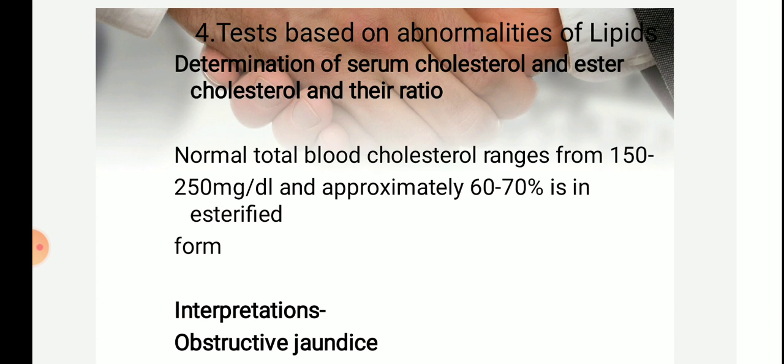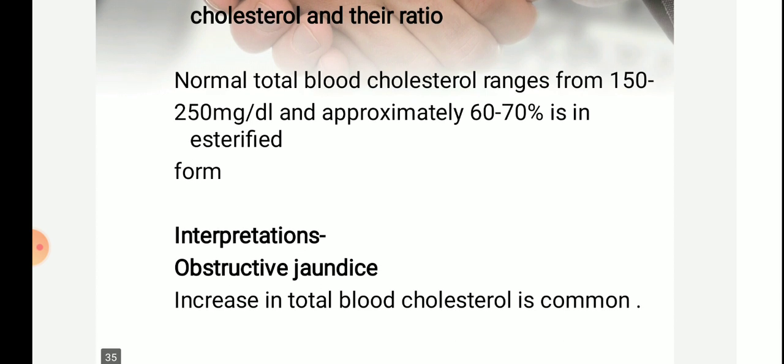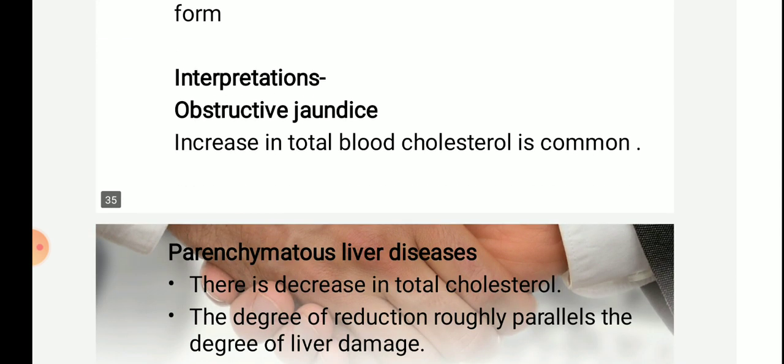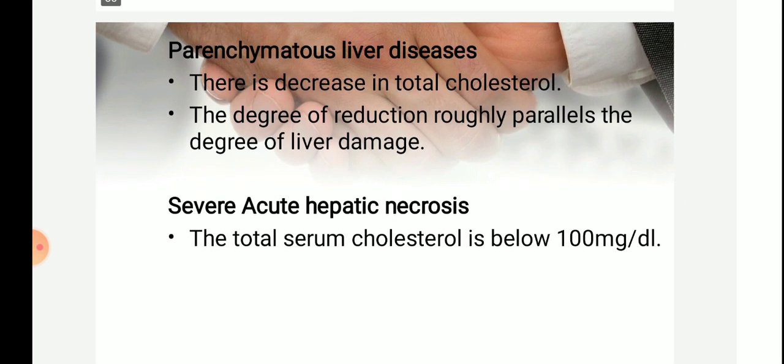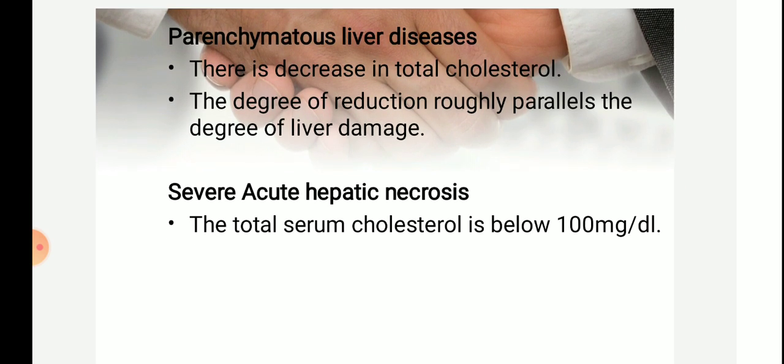Now, tests based on abnormalities of the lipid: determination of serum cholesterol and ester cholesterol and their ratios. The normal total blood cholesterol ranges from 150 to 250 milligram. So this test is not only a part of lipid profile but also a part of liver profile, that is liver function tests. Interpretation: in obstructive jaundice, increase in total blood cholesterol is very common. In parenchymatous liver diseases, there is decrease in total cholesterol. The degree of reduction roughly parallels the degree of liver damage.